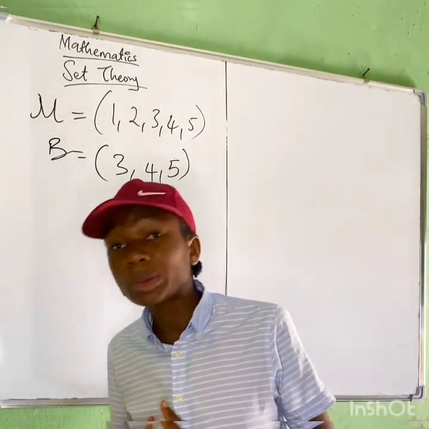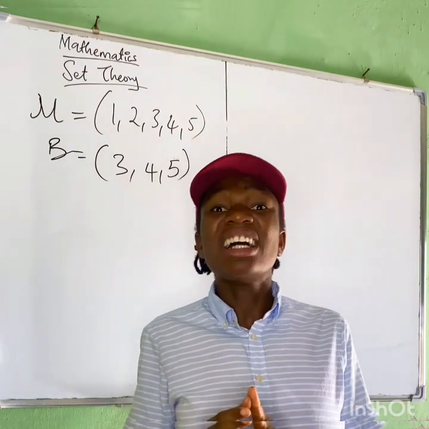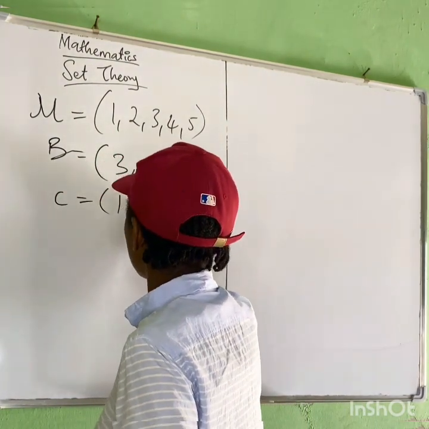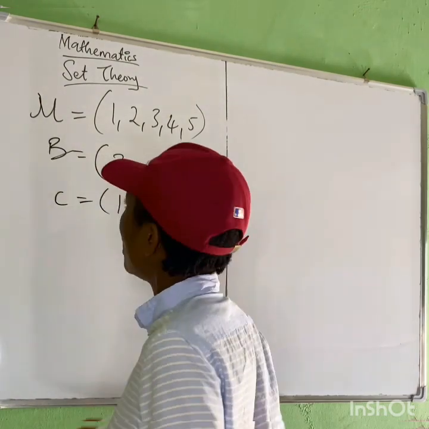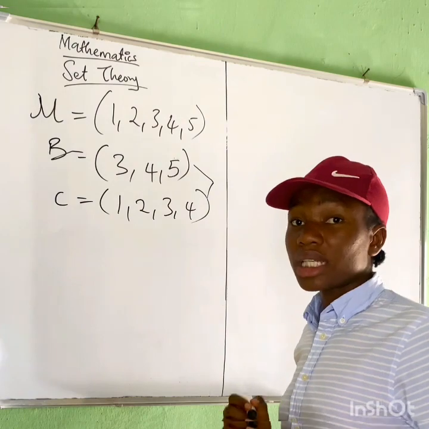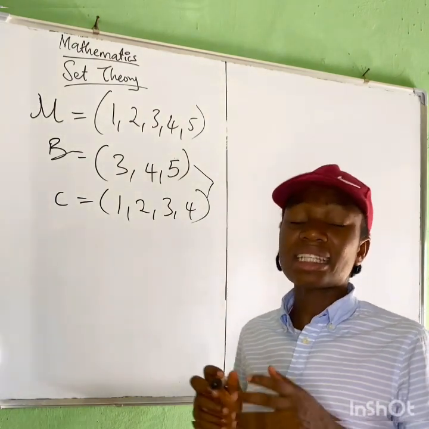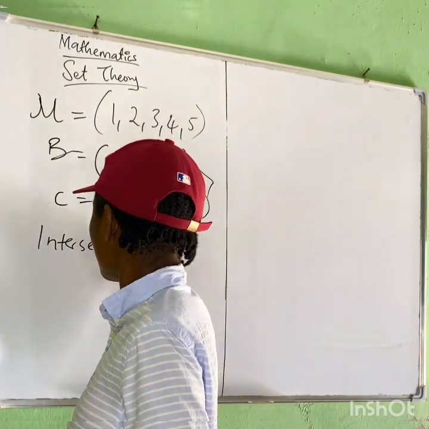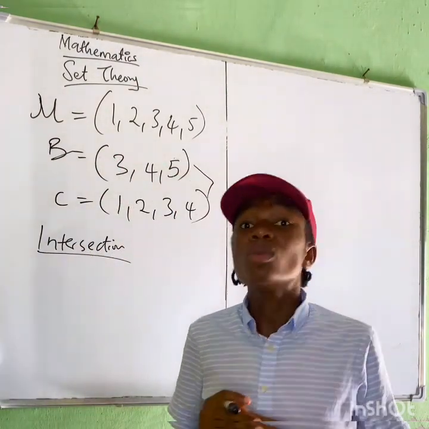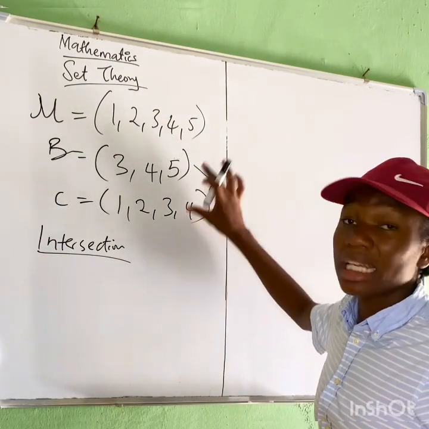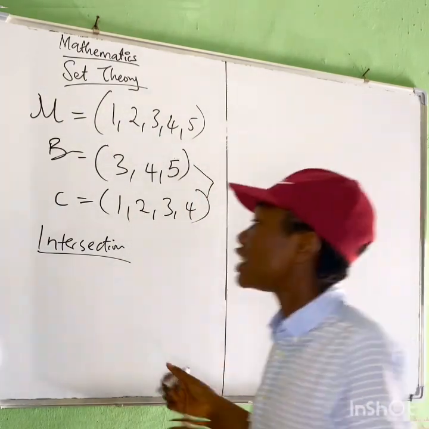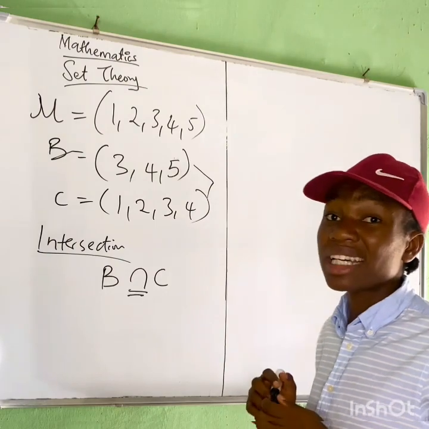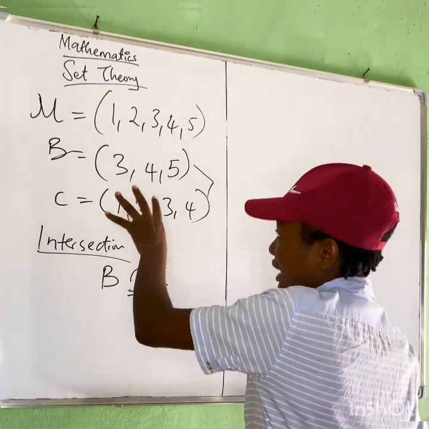Now in this particular video we want to see the concept of the union of sets and the intersection of sets. Let's get a set C: 1, 2, 3 and 4. Now let's compare these two sets together, set B and set C. When we have the intersection of sets, we are trying to look at the similar elements in both sets. If we want the intersection of set B and set C, this is the symbol for intersection, that means we want to look at the common elements in B and C.